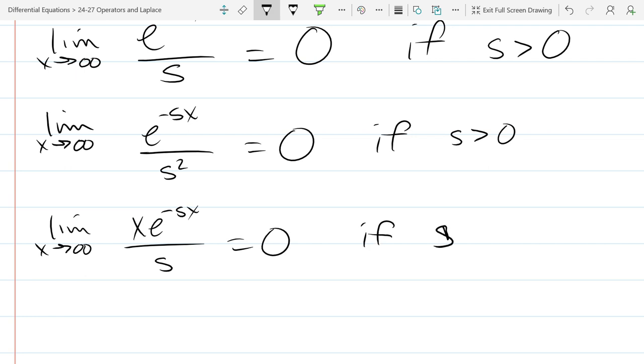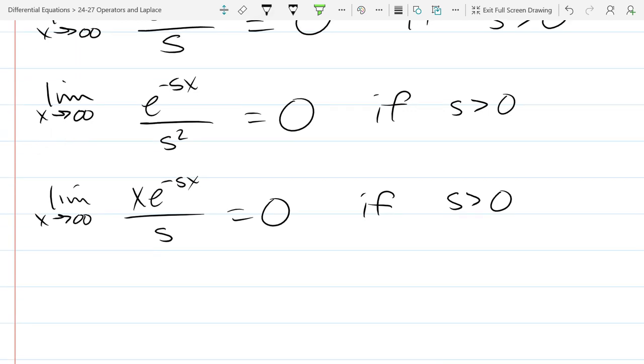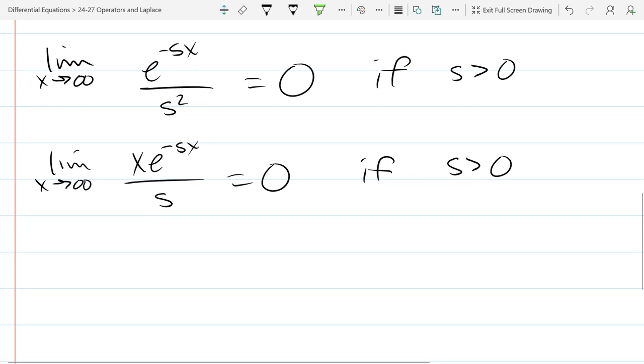This one also works if s is greater than 0. So if you multiply by an x, the e to the negative sx gets smaller more quickly than the x gets bigger. So even though you're multiplying a larger and larger quantity, the other term you're multiplying by is much smaller.